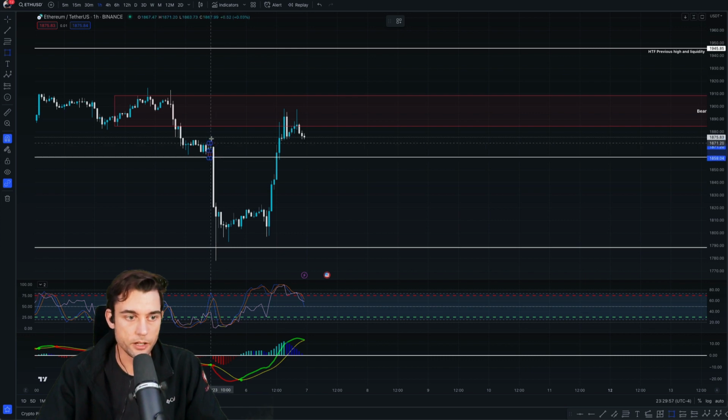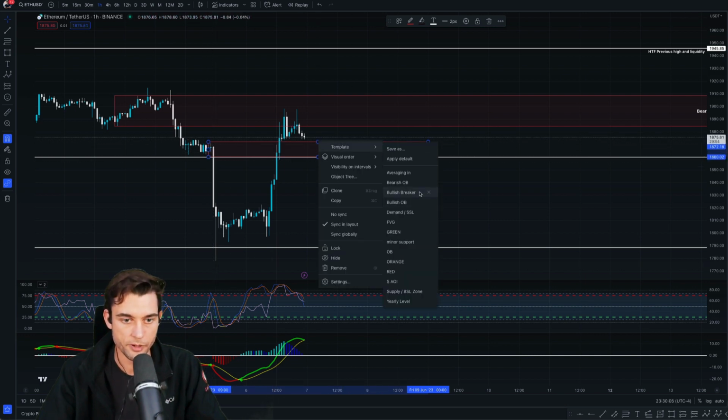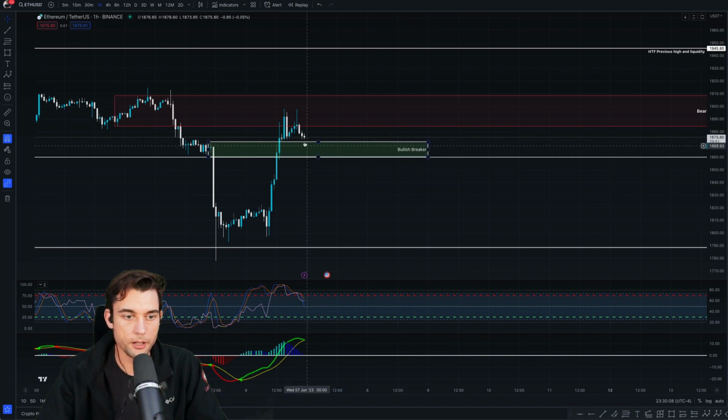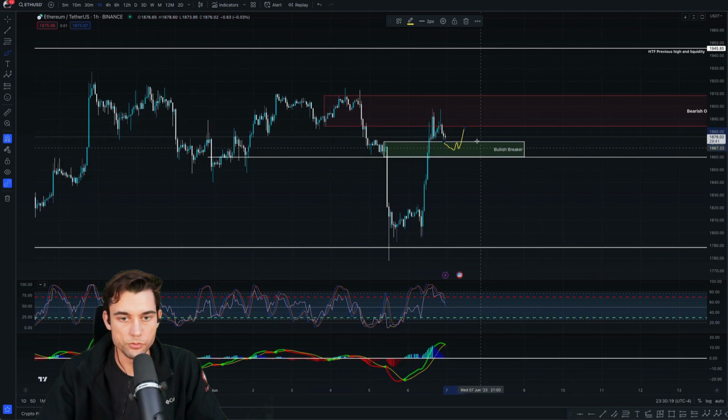Additionally, if you're looking at the 1 hour chart, this right here is the move up before the move down that broke down the market structure. So this is actually a bullish breaker. So there's probably going to be some movement in here before a move up. And then it's like, okay, are you really going to fade this huge move?